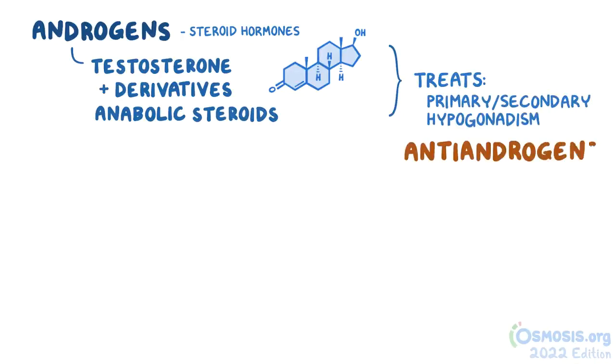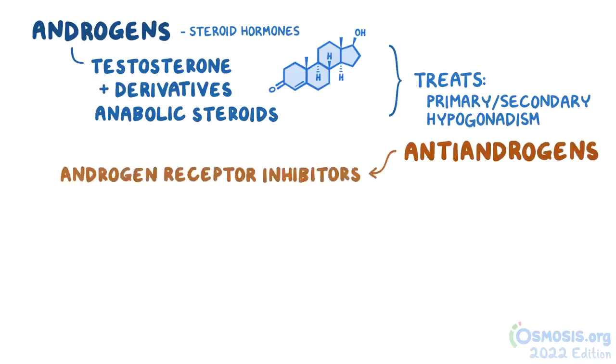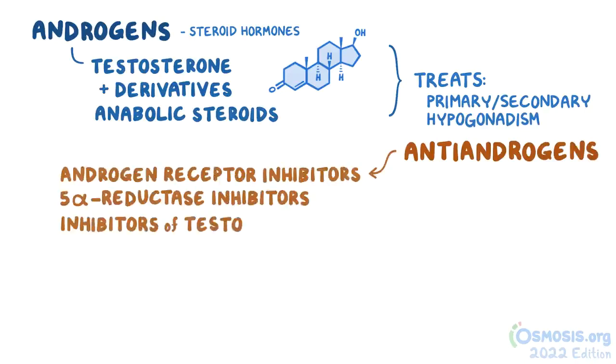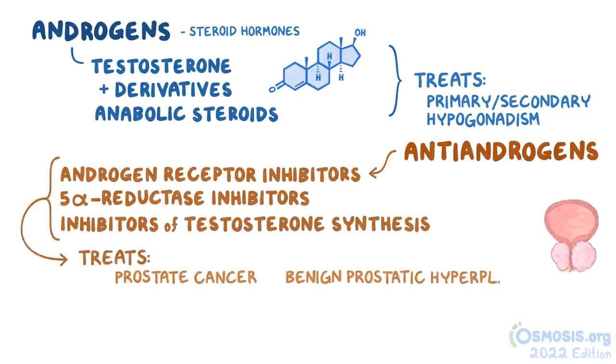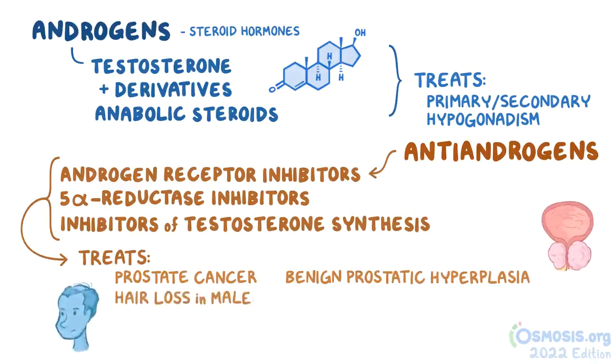Now, anti-androgens or androgen antagonists include androgen receptor inhibitors, 5-alpha reductase inhibitors, and inhibitors of testosterone synthesis. They prevent the biological effects of androgens like testosterone in the body and are used in the treatment of prostate cancer, benign prostatic hyperplasia, hair loss in males, and hirsutism in females.